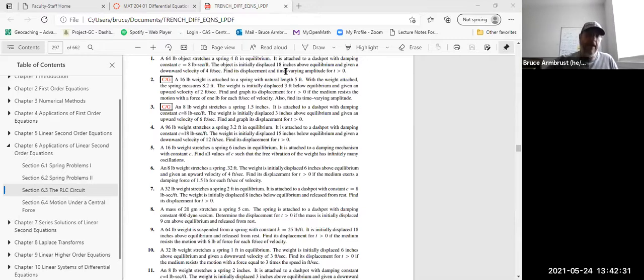All right, so this time we've got an 8-pound weight. Stretches a spring 0.32 feet. The weight is initially displaced 6 inches above equilibrium, and then given an initial upward velocity of 4 feet per second. Find its displacement if the medium exerts a damping force of 1.5 pounds for every foot per second of velocity.